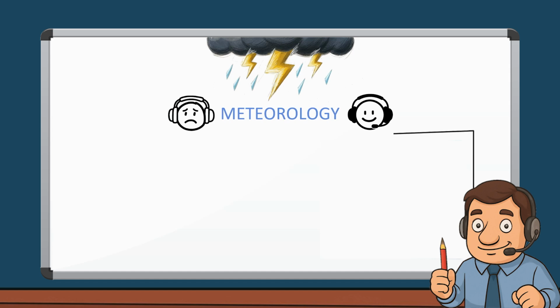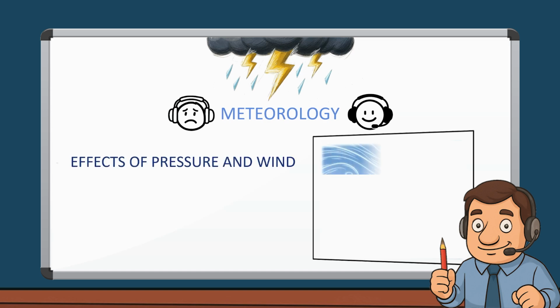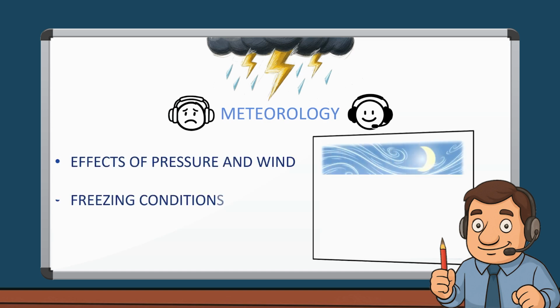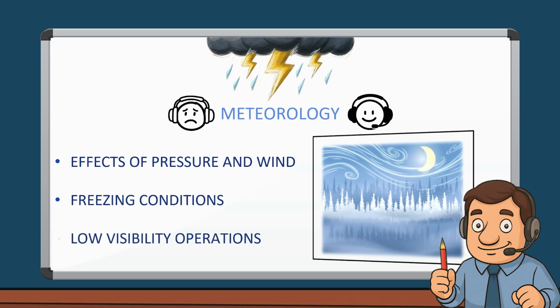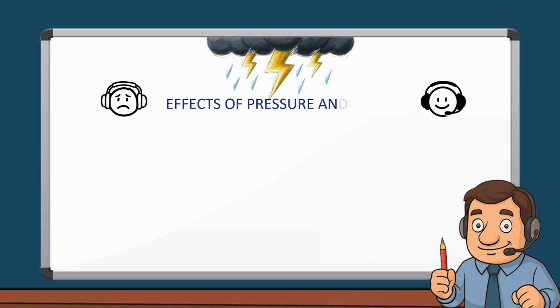1 large and 2 smaller, all about environmental factors and how to recognize them. Effects of pressure and wind, freezing condition, and low visibility procedure. So without further ado, let's start with the big one, effects of pressure and wind.